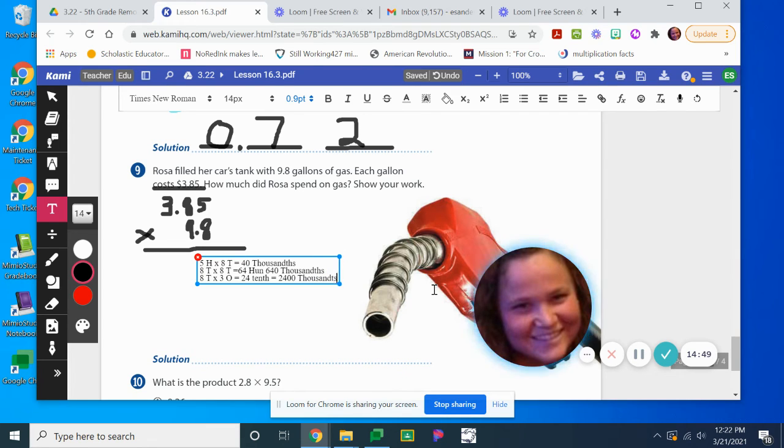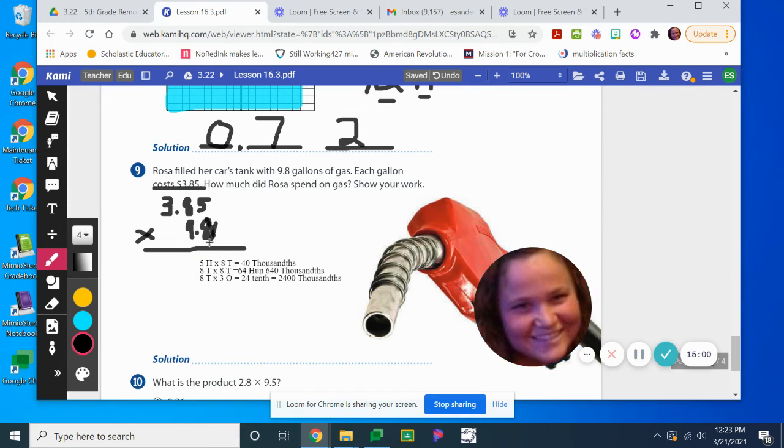And we need them all to equal thousandths at the end. Otherwise, we're not going to be able to add them up. They have to be similar to add them up. All right, so I've got my 8 done. Boom.